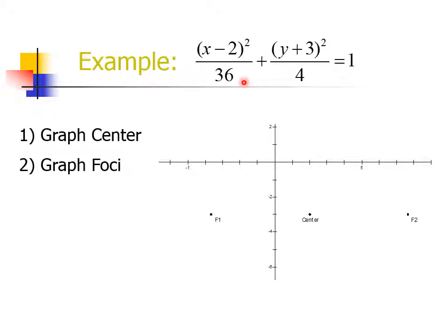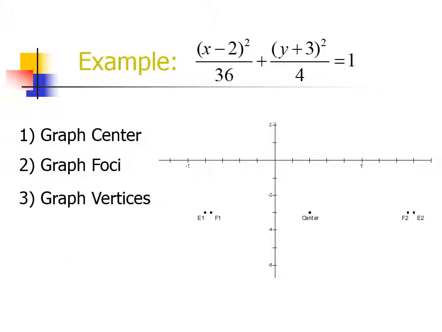We must find the foci. C squared is a squared minus b squared. So 36 minus 4 is 32. The square root of that is the square root of 32. If you take that square root, you'll get 5 point something, and so you'll estimate about 5 units and a little bit of change away on either side from the center in the direction of horizontal. We'll find our foci.